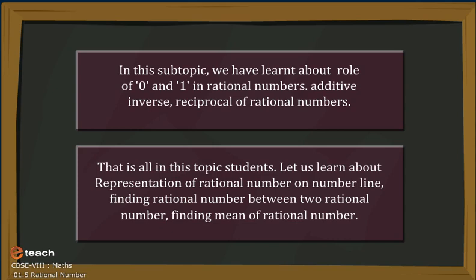Let us learn about representation of rational number on a number line, finding rational number between two rational numbers, and finding mean of rational number.